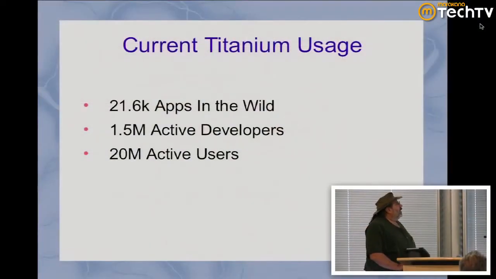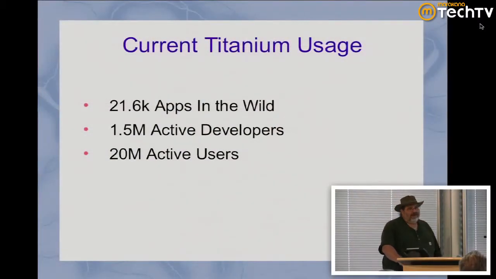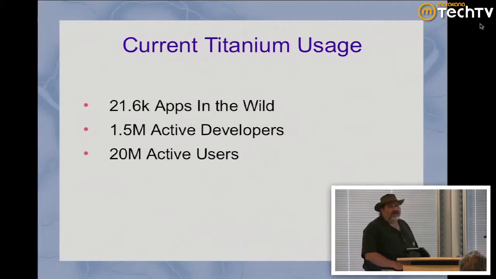These are some of the stats. We've got about 21,000 apps out in the wild. There's 1.5 million active developers, and there's about 20 million active users, meaning people who are downloading and using the apps. So there are quite large numbers of applications being developed. We have a lot of partners that we're involved with, doing some big applications, and there's some really cool stuff. Some I can't talk about because we're under NDA, but there are some really cool applications out there for not just mobile devices, but for tablets and on the desktop also.